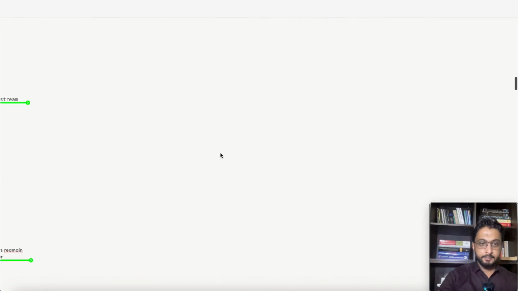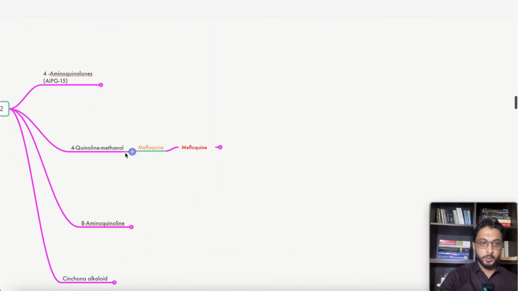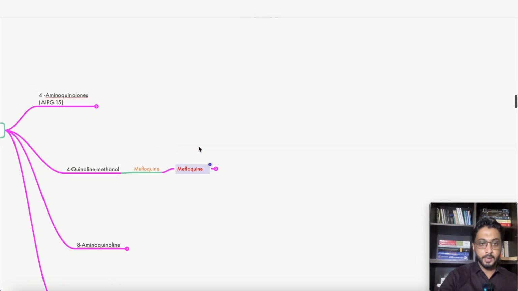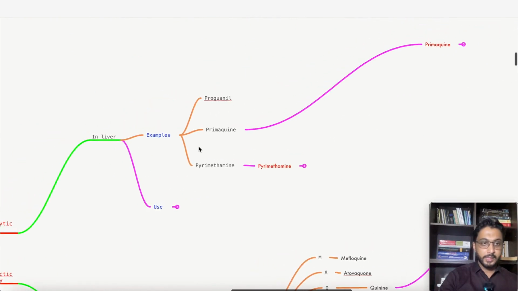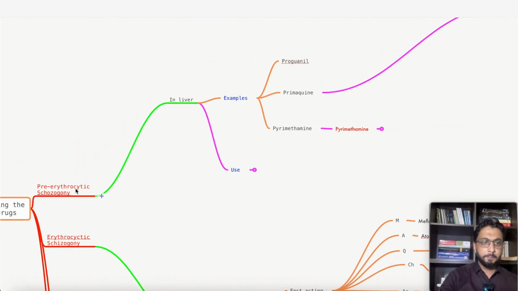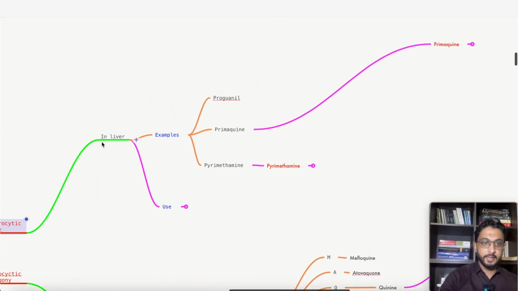Okay, and then when we come down, we studied classification number 2, where we have studied the 4-aminoquinolines. We have 4-quinoline methanol, so in that we have a drug called mefloquine, and one more drug I'll tell you, which is not studied so far. So let's come to the pre-erythrocytic schizogony we studied in the liver.